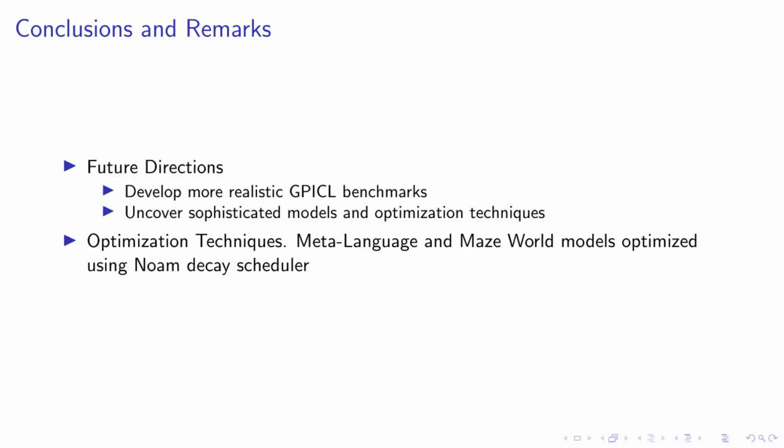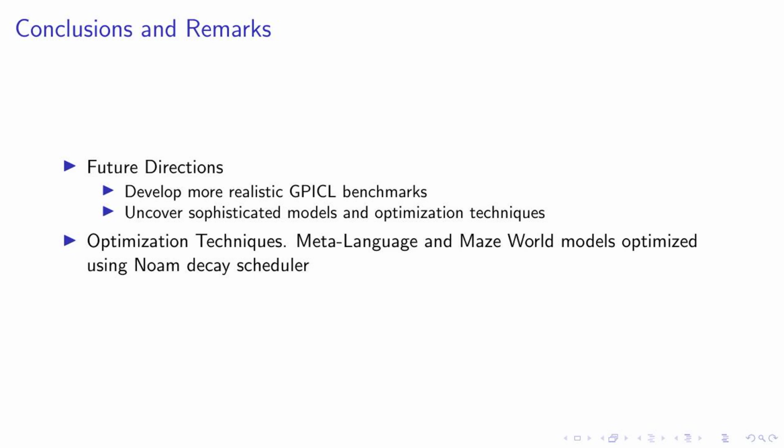Looking ahead, we see two key avenues for expanding this work. Firstly, we aim to develop more realistic GPICL benchmarks. This could involve adding greater complexity to the meta-language, thereby pushing the boundaries of what our models can learn and understand. Secondly, we plan to uncover more sophisticated models and optimization techniques. This could involve exploring long-term dependency modeling or reinforcement learning, which could further extend the GPICL horizon and enhance performance gains.